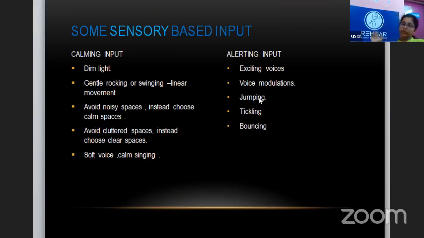And wall push-ups, I have not mentioned here, but you can do proprioceptive activities. There also, push and pull, wall push-ups, wheelbarrow work, tickling, bouncing, jumping, and food also helps in these cases. You can give that to bring them to the optimal learning zone.